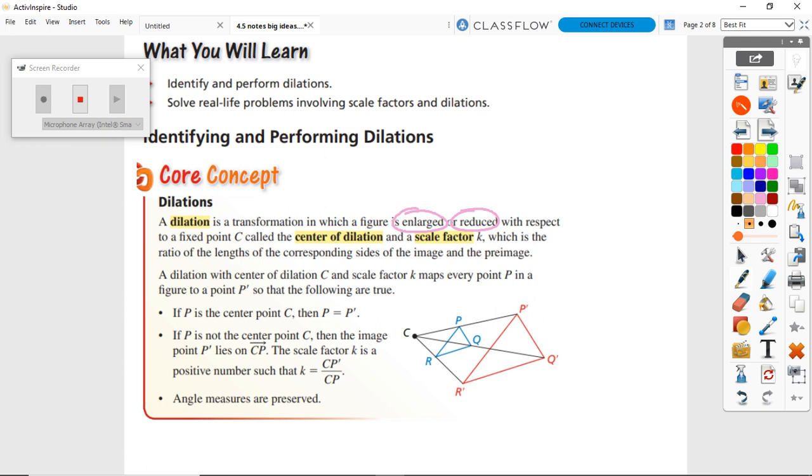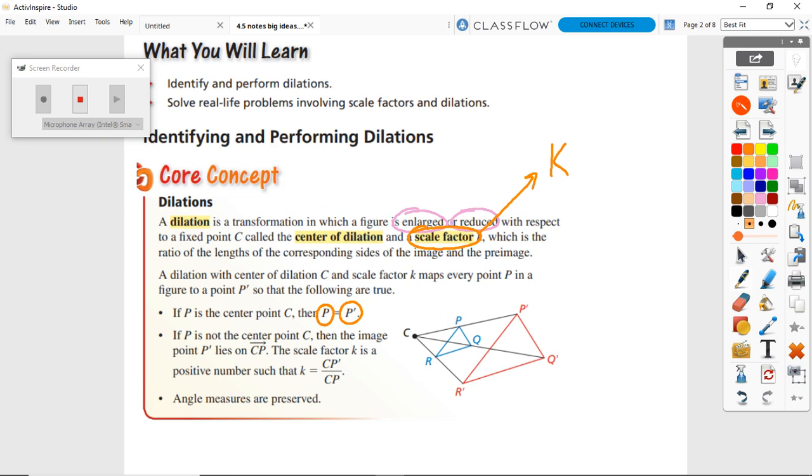The center of dilation. The scale factor, there's a big word, very important word for this lesson. And the universal scale factor variable is always a K. That's the ratio of the lengths of the corresponding sides of the image and the pre-image. All right. And again, pre-image is the normal letter, and image is the prime. So we're going to roll with that.